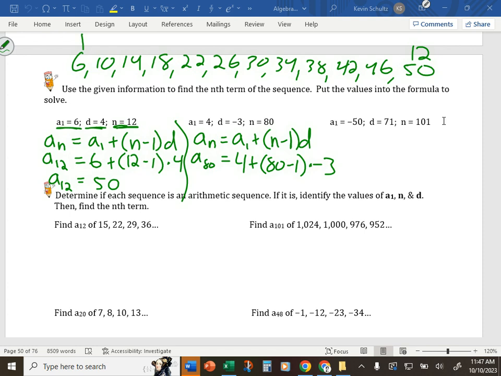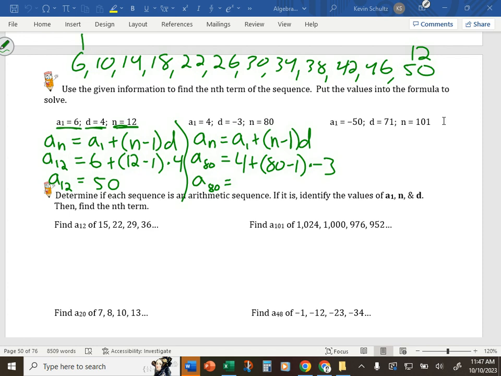All right, 4 plus, in parentheses, 80 minus 1, times -3. What is the 80th term of the sequence? Two people have it? Any more? Okay.